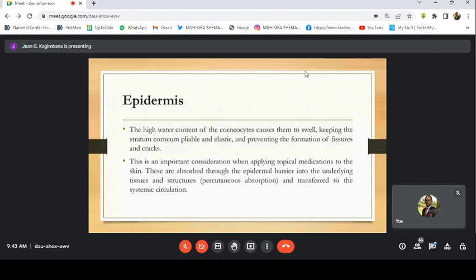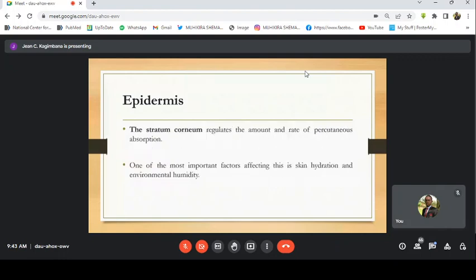Of course, it has epicutaneous absorption. It absorbs a lot of topical ointments that are applied. Then the role is played by this stratum corneum. The stratum corneum regulates the amount and rate of percutaneous absorption. This is a very big role in protection.